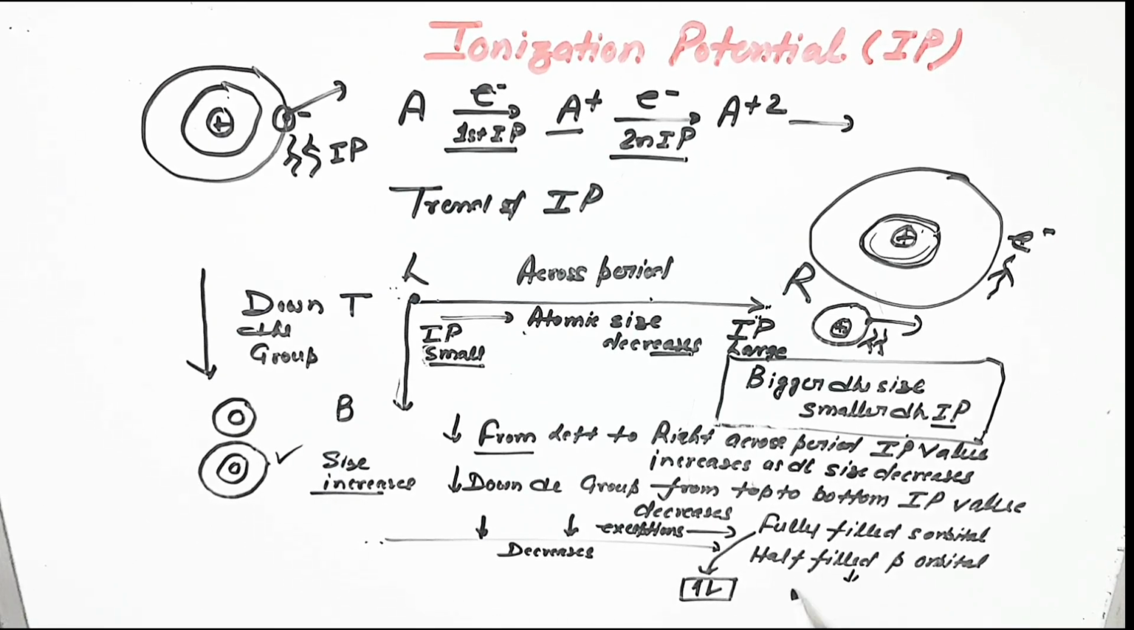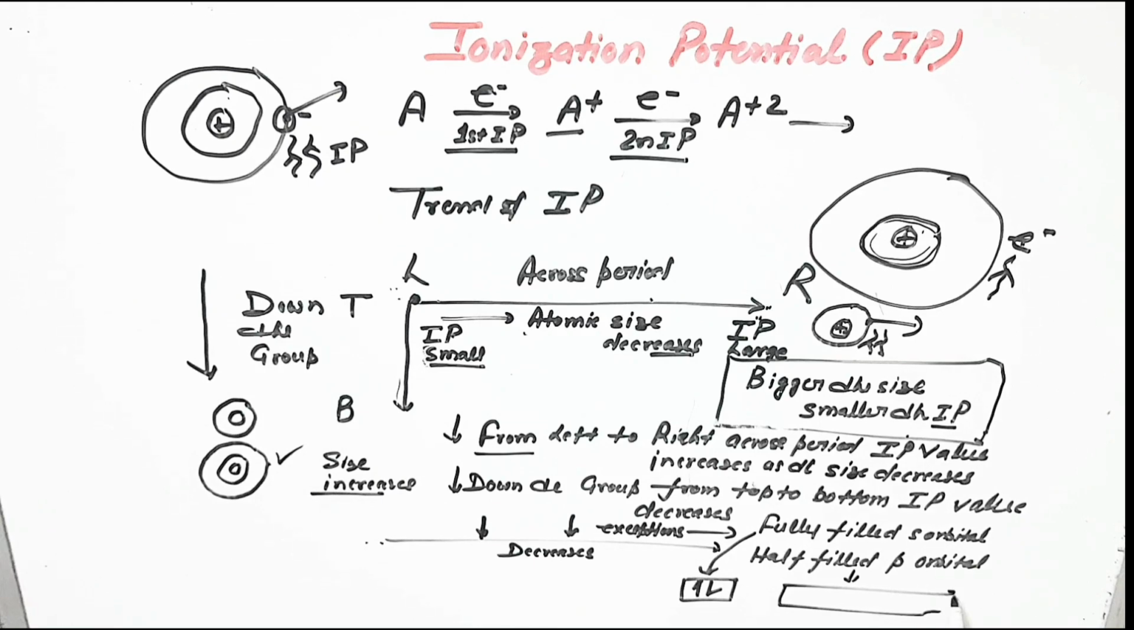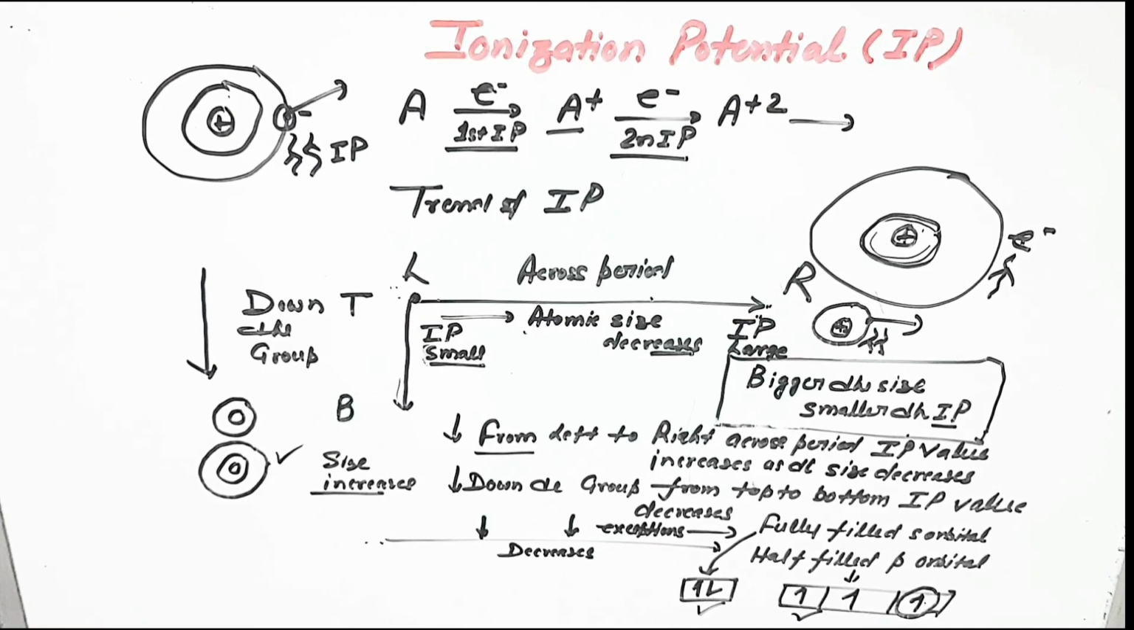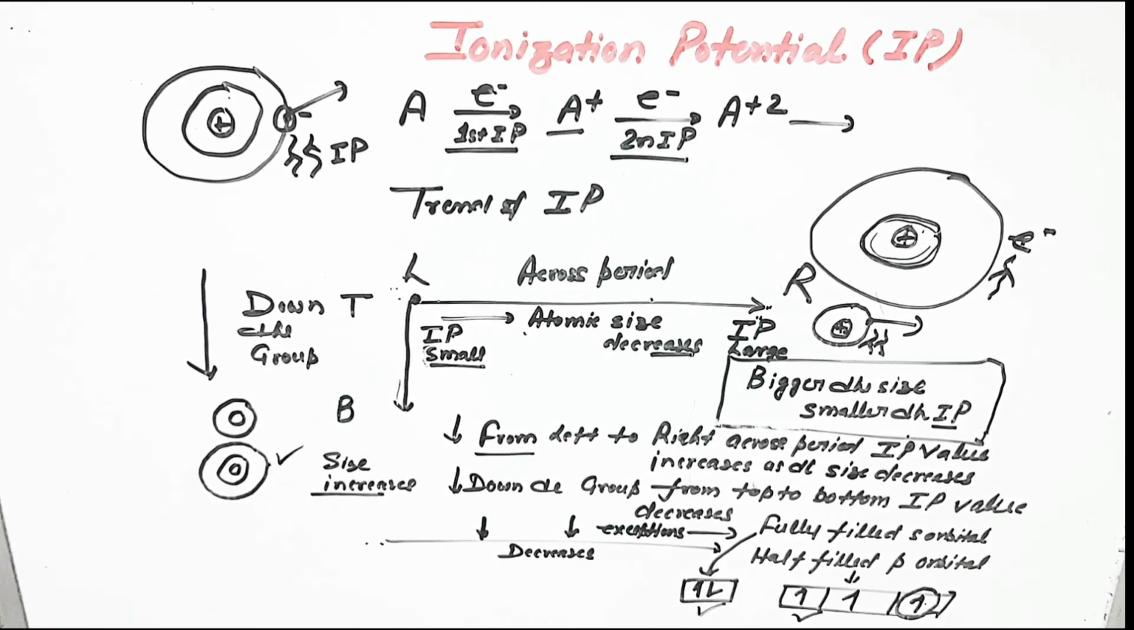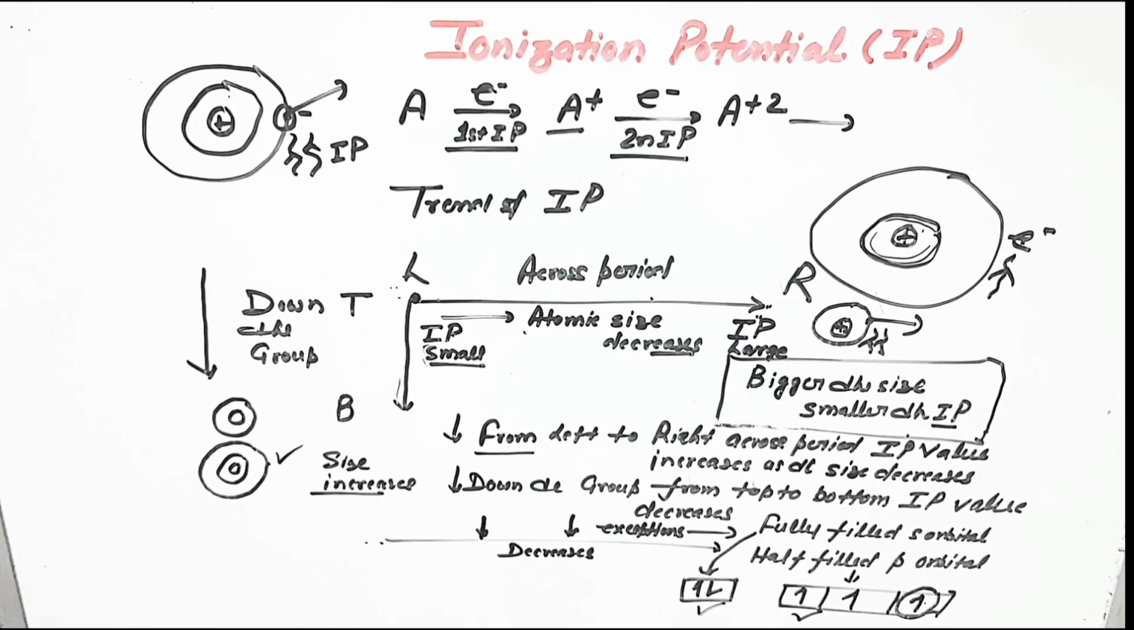Half filled p orbital means what? The last electron enters and makes the p orbital half filled. This is the last electron, here it is entering and making the p orbital half filled. If these two cases are there for the element, then they show abnormal behavior against the trend. So let us consider an example.